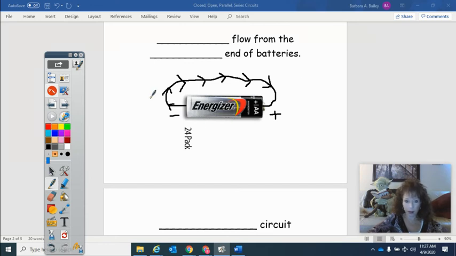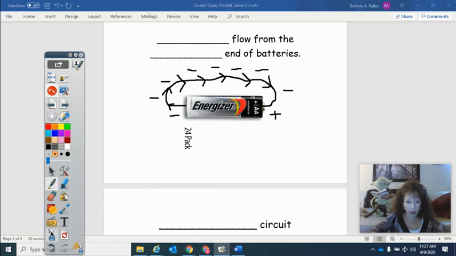All right, and remember, negative electrons are flowing through the wire, down the wire. Okay. All right, so that's our batteries, just a portable source of electrical energy. We can move them around and take them where we need to go.